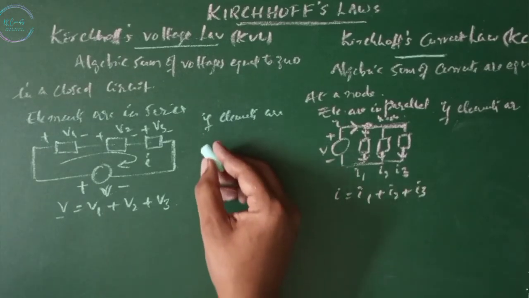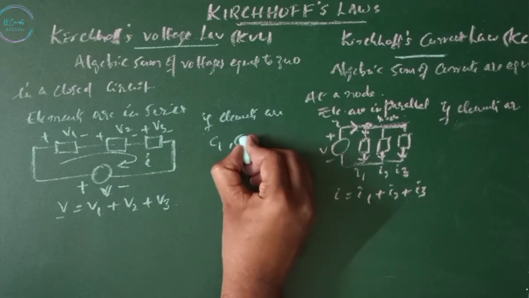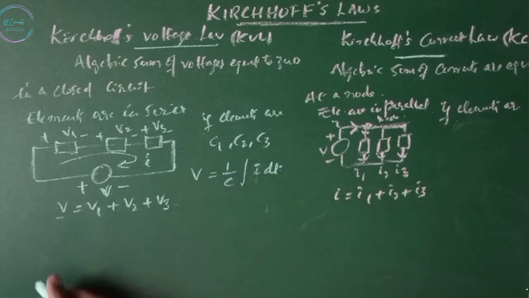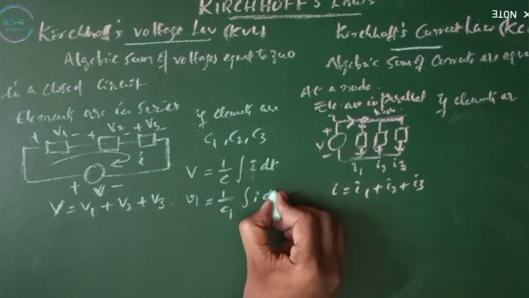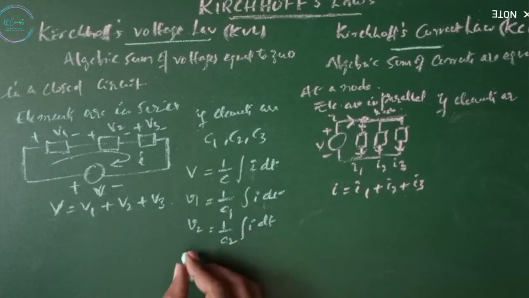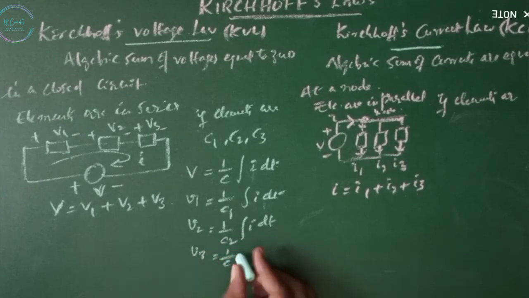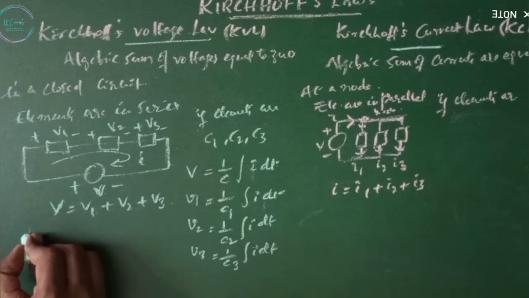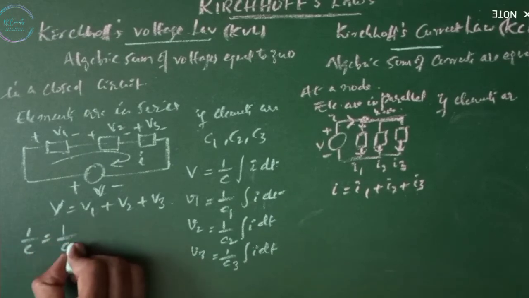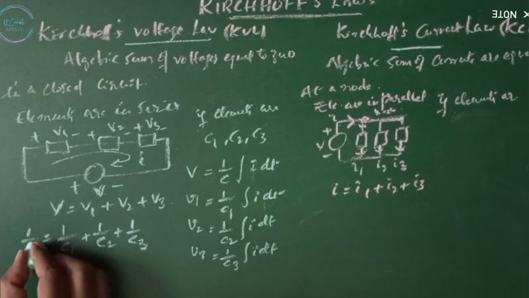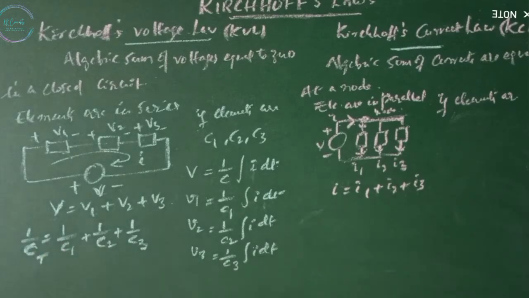If the elements are capacitors, that is C1, C2 and C3 here, voltage is given by 1 by C integral I dt. V1 equals 1 by C1 integral I dt, then V2 equals 1 by C2 integral I dt, and V3 equals 1 by C3 integral I dt. If you substitute this, you are going to get 1 by C equals 1 by C1 plus 1 by C2 plus 1 by C3. This capacitance is nothing but the total capacitance or equivalent capacitance of a series capacitive circuit.